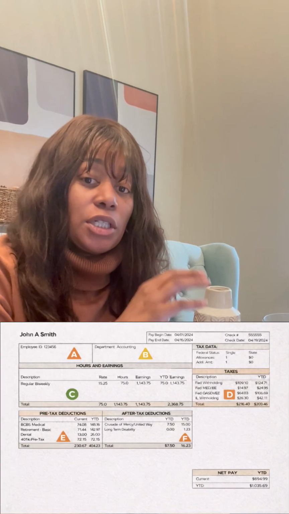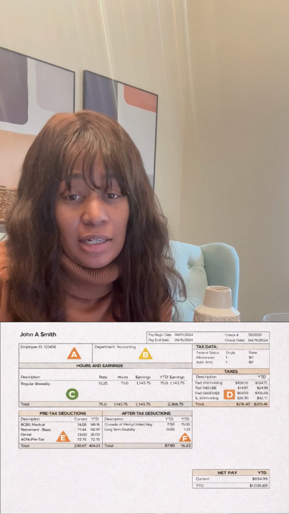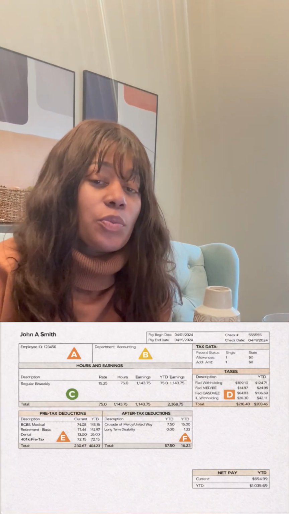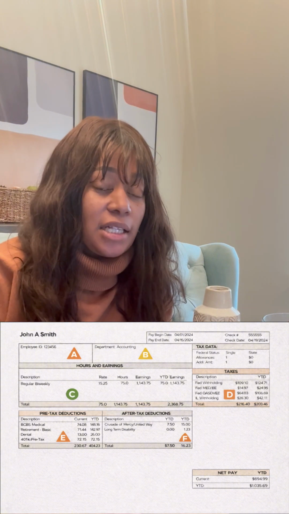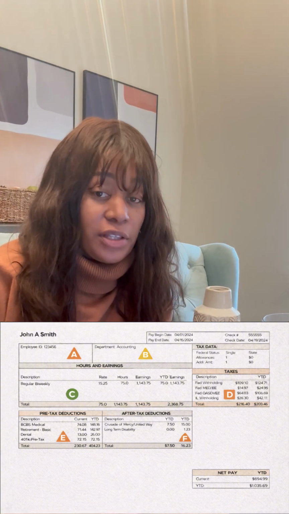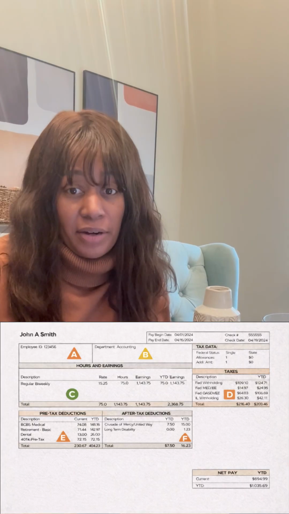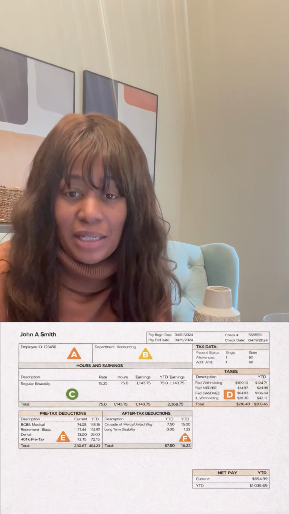Now, if you look at the section in the upper corner, what you'll see is the tax data, which represents the number of allowances that John Smith has elected. And this is relevant because what the government is trying to do is get as close as possible to your actual real tax rate, which will account for the number of withholdings or allowances that you have. And will also include how you plan to file, married or single, and the number of dependents that you have.